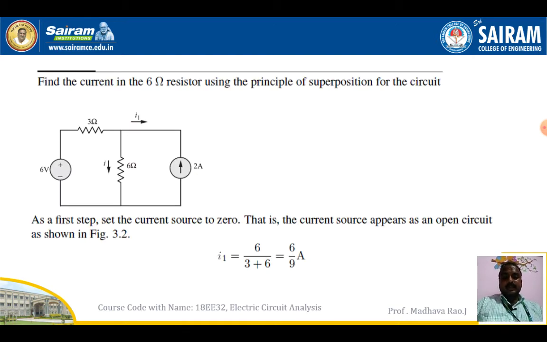These problems are very important, a little bit different from the previous theorems, Norton's and Thevenin's theorem. Superposition problems are a little different. You have to use one voltage source or current source at a time first, and however many sources there are, that many times we have to find the solutions. Then we have to add algebraically the solutions of all the cases. Okay, find the current in a 6 ohm resistor using the principle of superposition for the circuit.